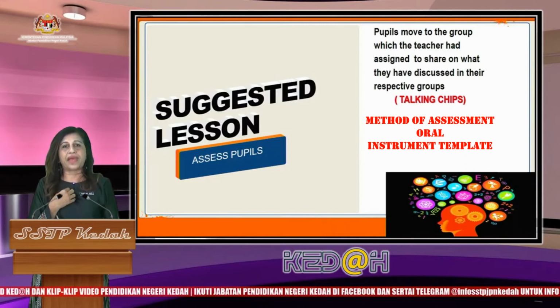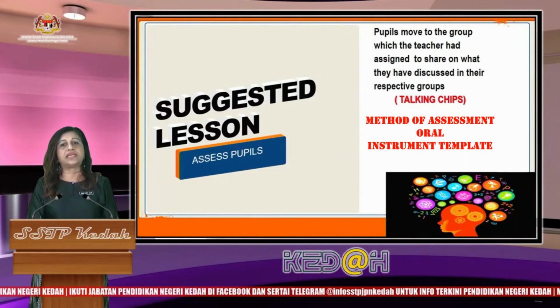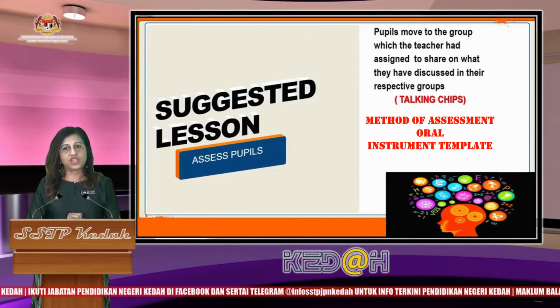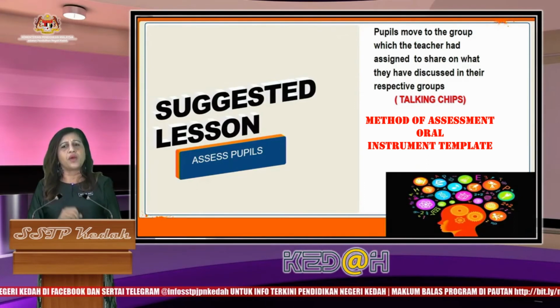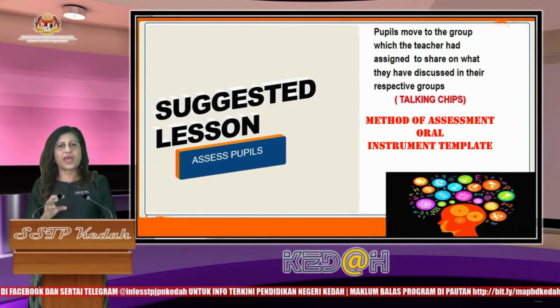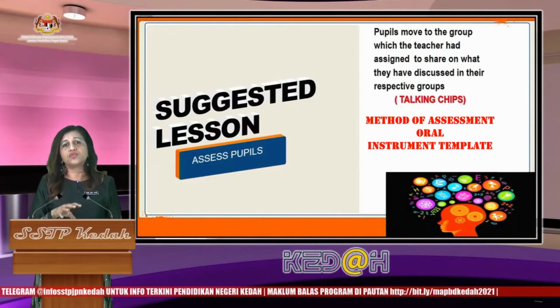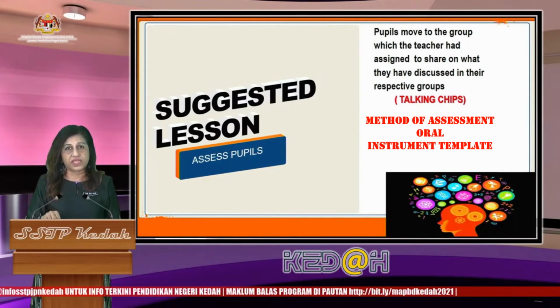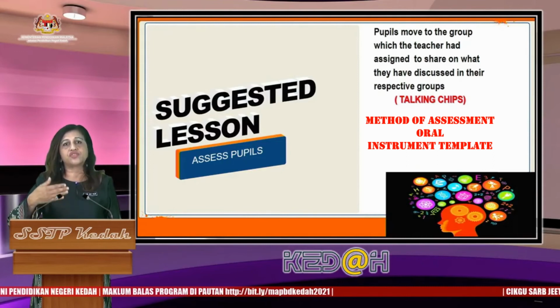And I have prepared my own template based on my learning objective, learning standard, and the descriptor given in DSKP. Teachers, I am using an activity for 21st century learning skills, which is talking chips. Why did I use talking chips? When they get in groups, I do not want any pupil to be controlling the conversation. That is why I practice talking chips, as I want to give every pupil a chance to speak.